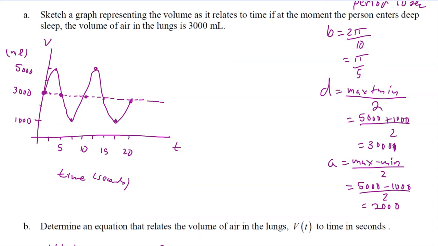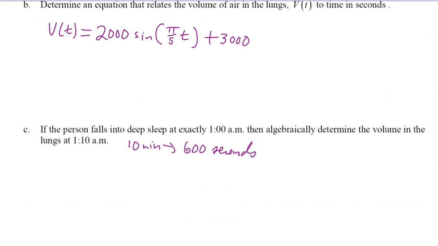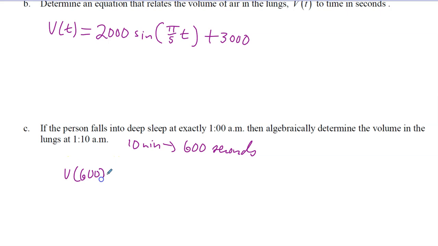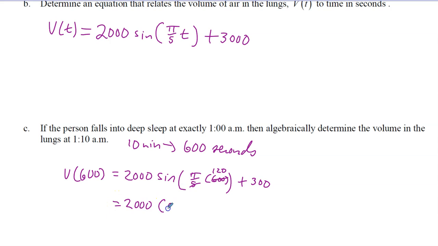Let's put it into the equation. So V of 600 is 2,000 sine pi over 5 times 600. Now, what the pi over 5 is doing here is it's going to convert the seconds. See, if I had to put 10 seconds in here, pi over 5 times 10 would give us 2 pi, right, which is 1 period. It's going to convert the seconds into radians, plus 3,000. Okay, so boom. That gives us 120 pi. Now, that's a multiple of 2 pi, so it's the sine of 2 pi, which is just going to be 0. And we've got 3,000 milliliters at 1:10 a.m., 600 seconds, right? Which is really just 60 periods.